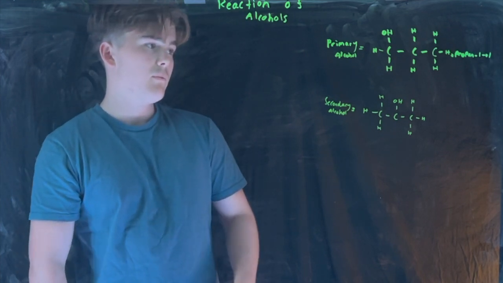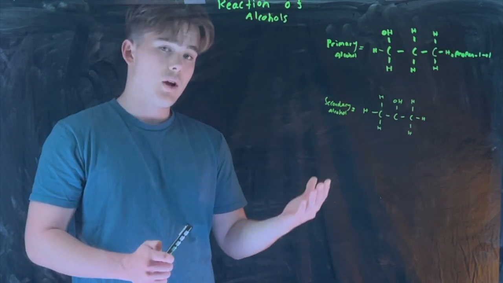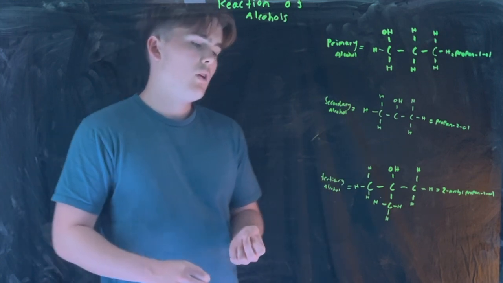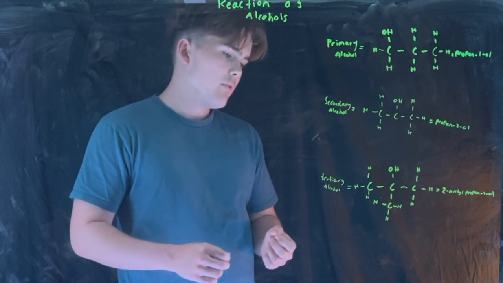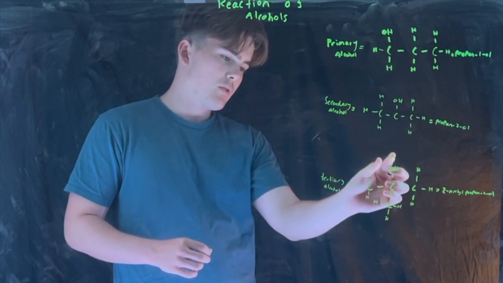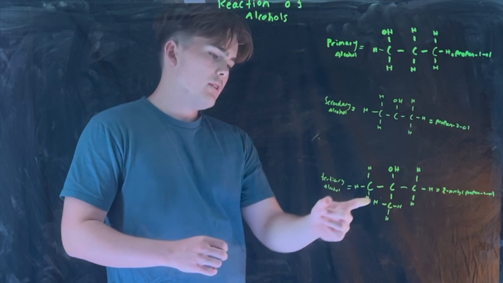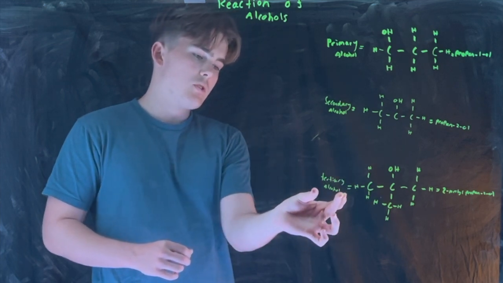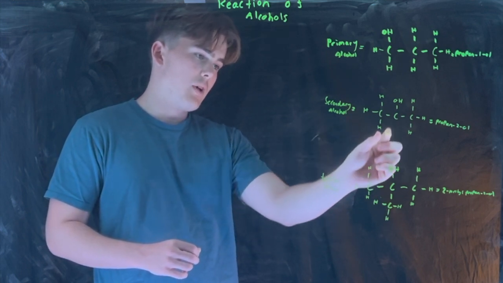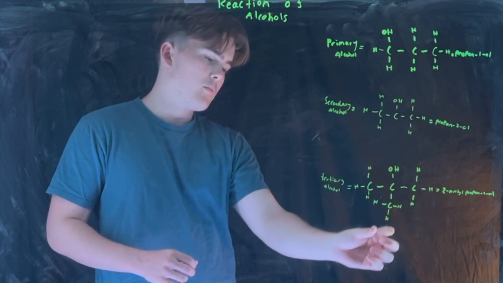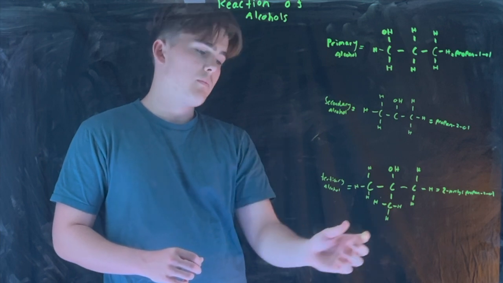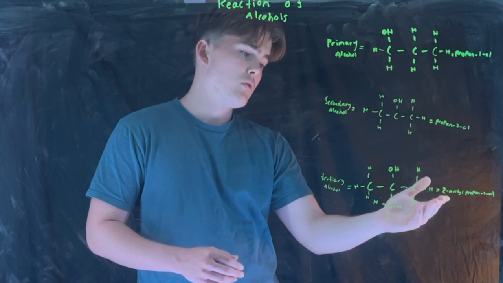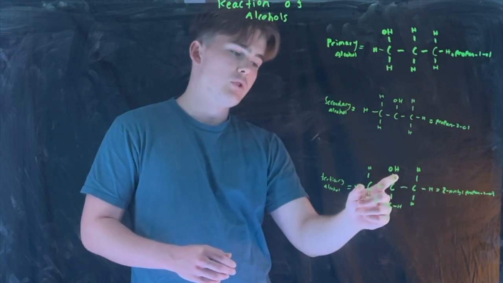Now let's talk about tertiary alcohols. Let's have a look at this tertiary alcohol. We can see that we have that hydroxy group on the second carbon here again. The only difference from this tertiary alcohol to the secondary alcohol is we have an extra methyl group coming off that middle carbon there. That's going to change the name from propane 2-ol to 2-methyl propane 2-ol.